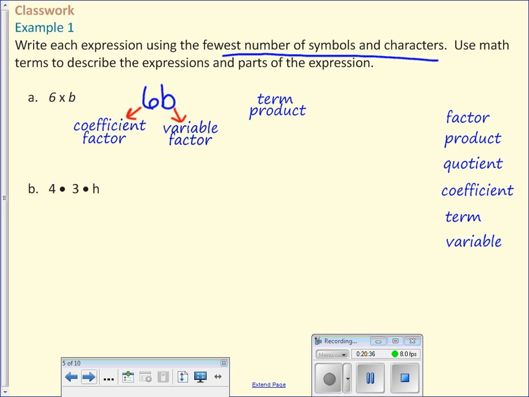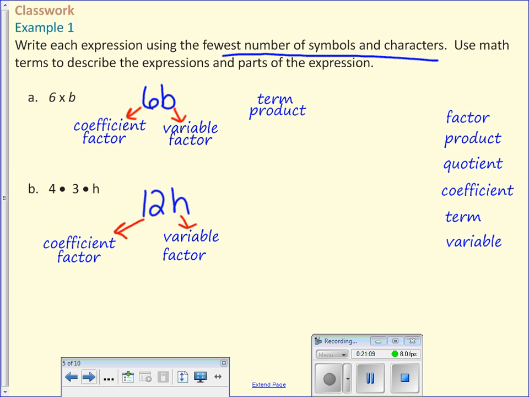3 times 4 times h. What's that one? Who wants to guess? What's 3 times 4? 12. What's 12 times h? So this is 12h. 12 is our coefficient. It's also a factor because it's one of the numbers being multiplied together. H is our variable and a factor.